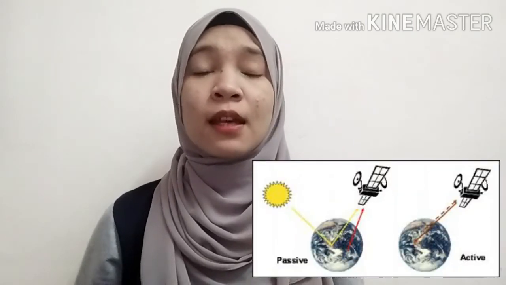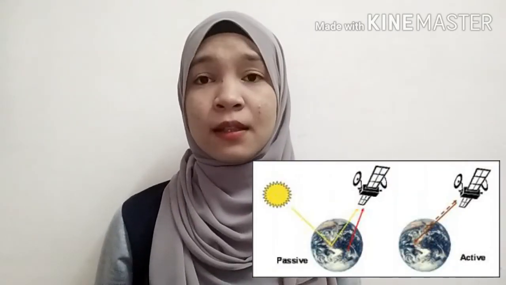Remote sensing is the scientific technique used in collecting information about the Earth's surface without physical contact with the surface. Today I'm going to talk about the technology in remote sensing. There are two types of remote sensing sensors, which are the active sensor and the passive sensor.